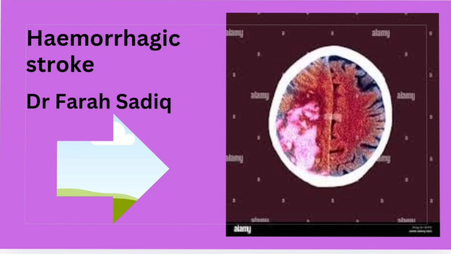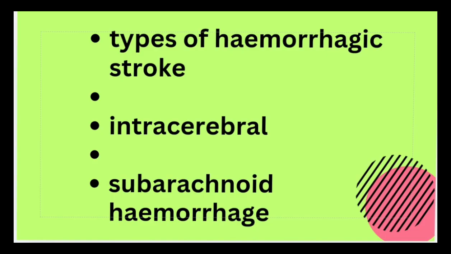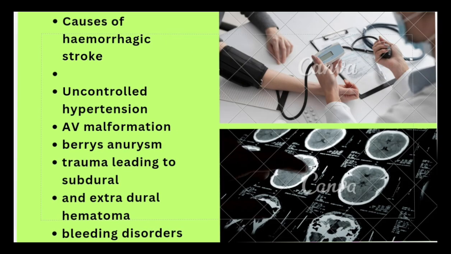So today we will discuss another type of stroke, which is haemorrhagic stroke. There are two types of haemorrhagic stroke: intracerebral haemorrhagic stroke and subarachnoid hemorrhage. Now we will discuss what can be the causes of this haemorrhagic stroke.